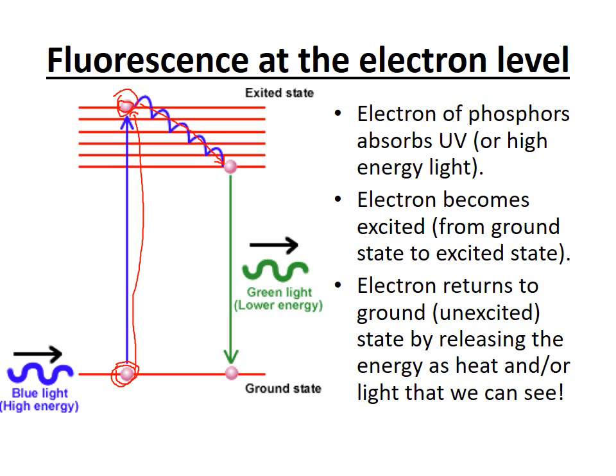So again, we excite the electron with some UV light. The electron goes from a ground state to an excited state, and it wants to get back down to a ground state by releasing some heat, but also releasing some visible light. And it doesn't have to be green. It's just in this picture you see it as green, but the visible light that we see is going to be visible white light.